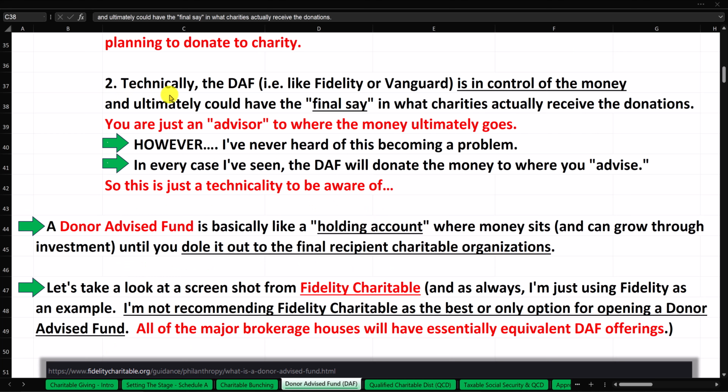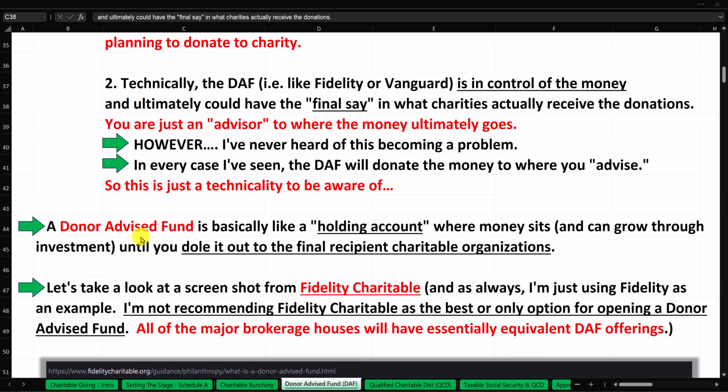Okay, number 2, technically the donor advised fund, i.e. like Fidelity or Vanguard, is in control of the money and ultimately could have the final say in what charities actually receive the donations. You are just an advisor to where the money ultimately goes. That's why it's called a donor advised fund. However, I've never heard of this becoming a problem. In every case I've seen, the donor advised fund will just donate the money to where you advise. So this is just kind of a technicality to be aware of. I've never heard of it being an issue.